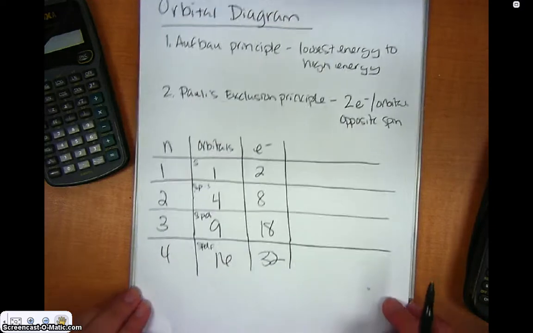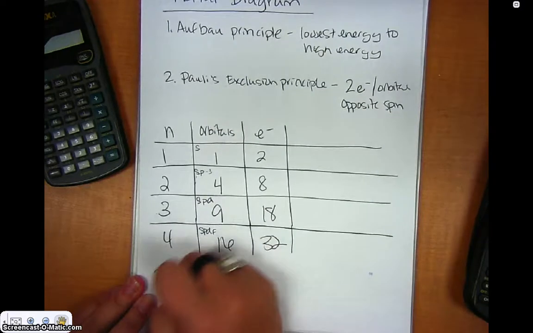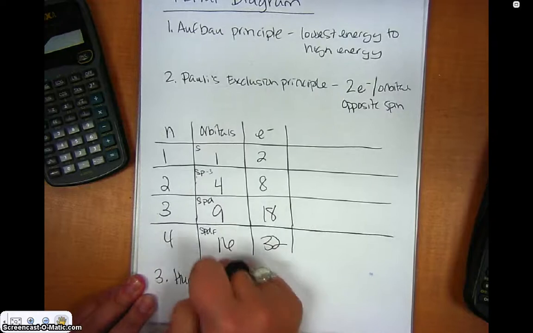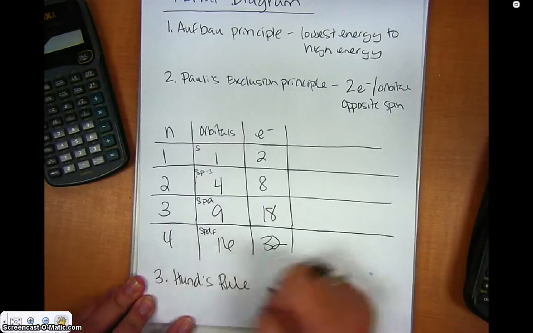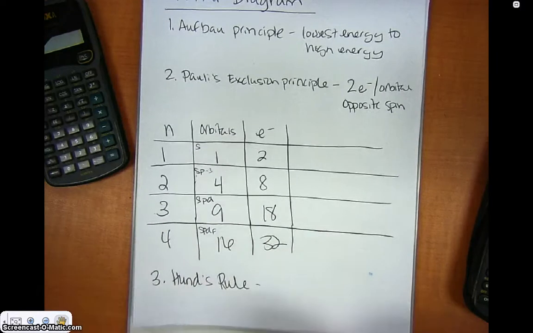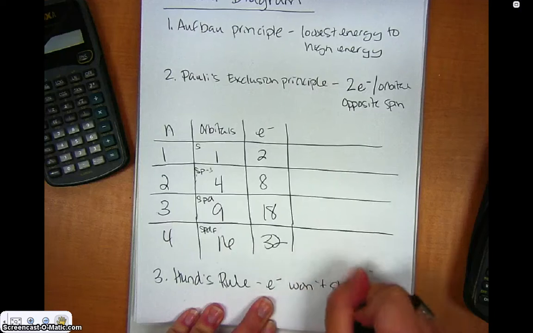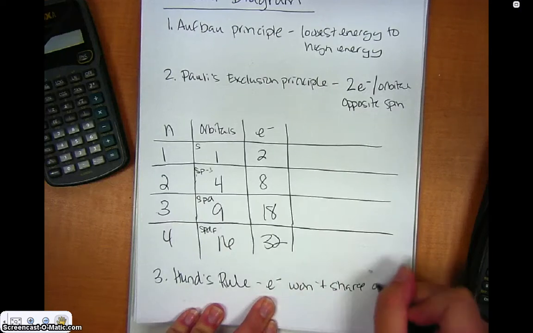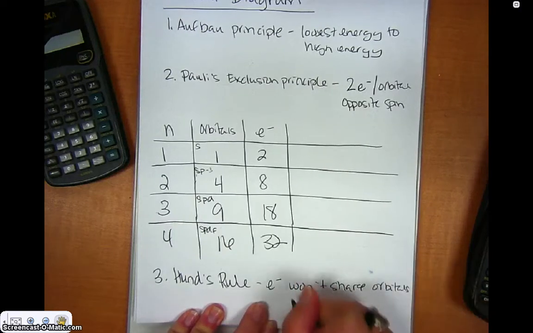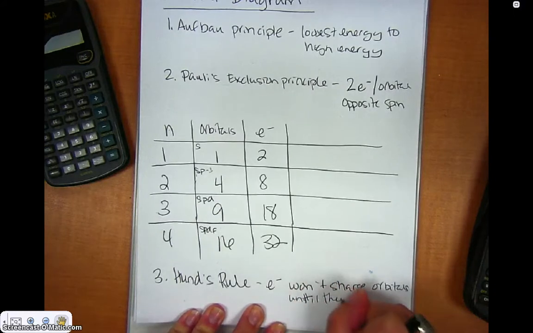Now, the last rule is Hund's rule. And Hund's rule says that electrons won't share an orbital until they have to. Electrons won't share orbitals until they have to.